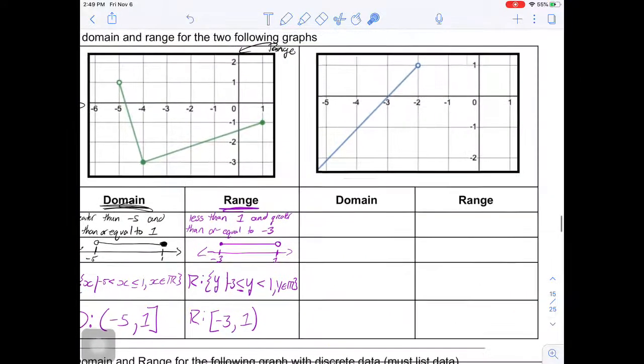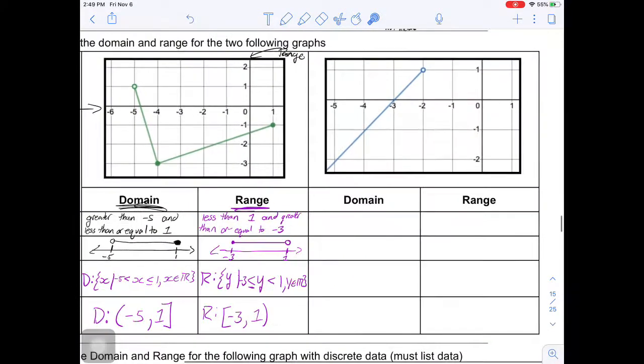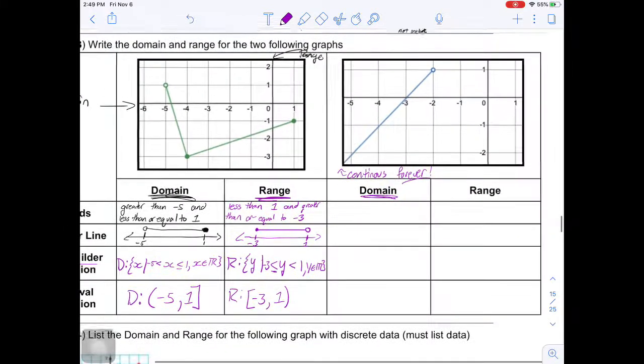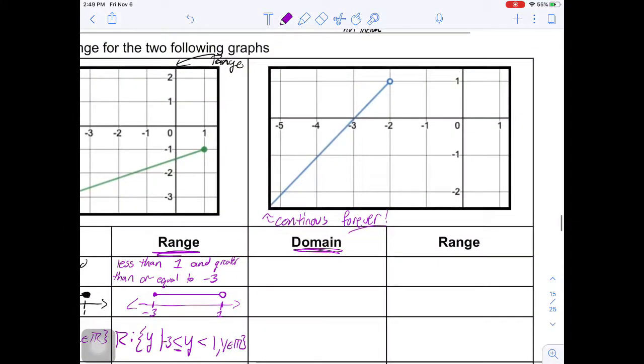Let's do one more. Let's do over here and go from there. Now you can kind of see that this just goes off the graph. This just means this continues forever. At least you can assume that. Okay, so let's look at our domain. So our domain in words, remember, what is your domain? Your domain is everything on your horizontal axis. So my largest number I can see here is -2. I'm not going to include -2.